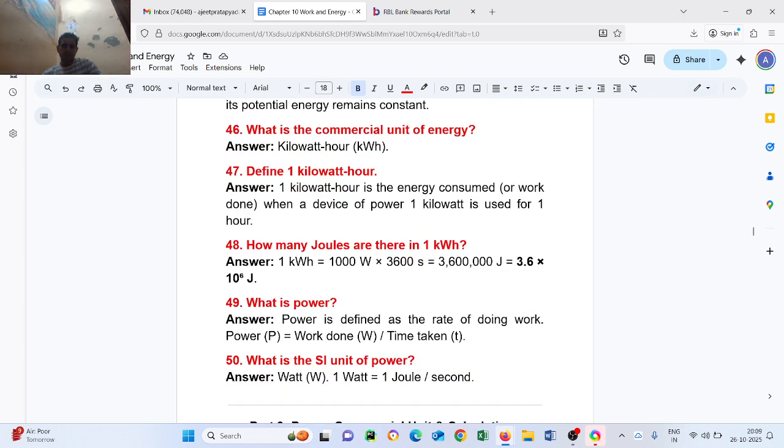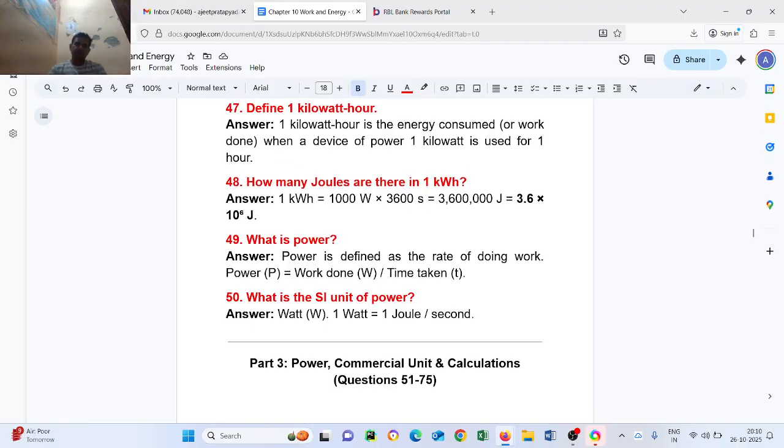So what is power? Power is defined as the rate of doing work. Question number 49. What is power? Rate of doing work is called power. P equals W upon t. Question number 50. What is the SI unit of power? Watt. 1 watt equals 1 joule per second.